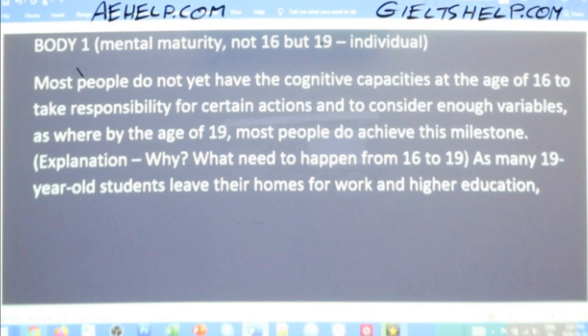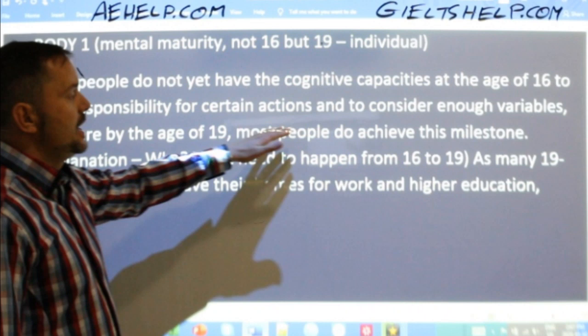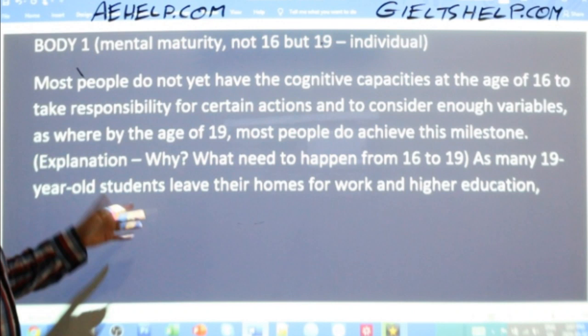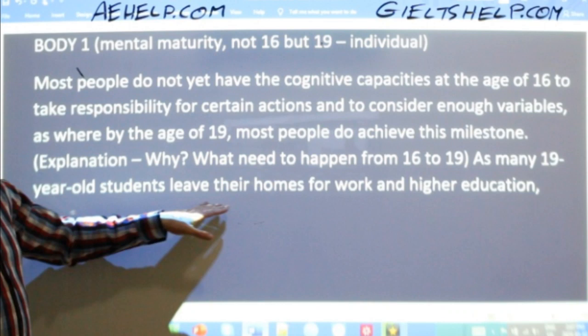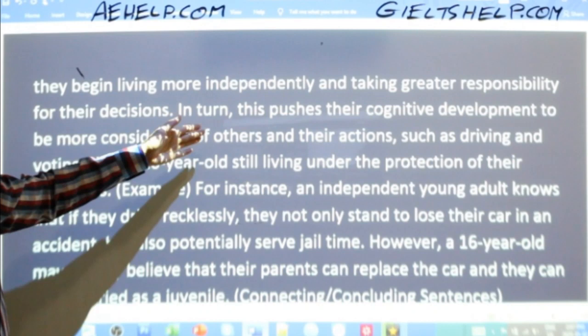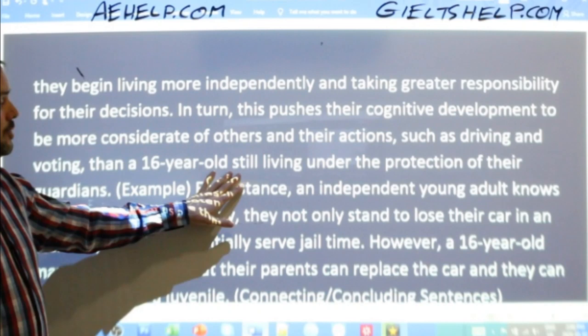So here we go. Most people do not yet have the cognitive capacities at the age of 16 to take responsibility for certain actions and to consider enough variables, whereas by the age of 19, most people do achieve this milestone. As many 19-year-old students leave their homes for work and higher education, they begin living more independently and taking greater responsibility for their decisions. In turn, this pushes their cognitive development to be more considerate of others and their actions, such as driving and voting, than a 16-year-old still living under the protection of their guardians.